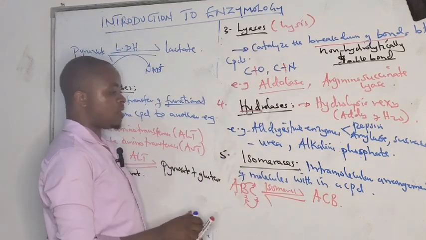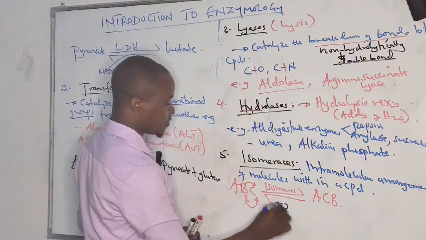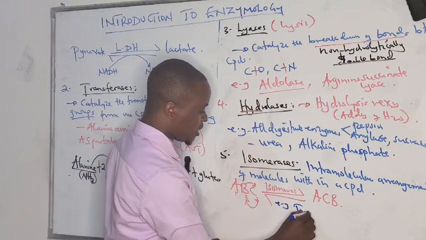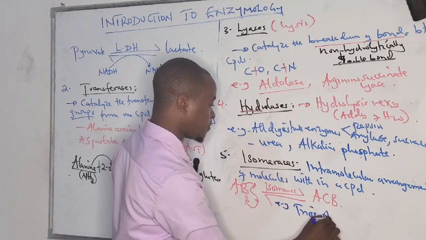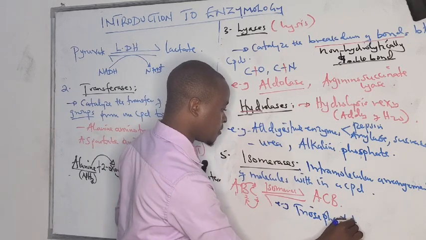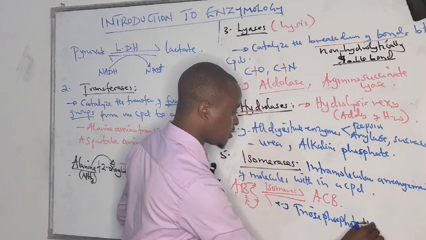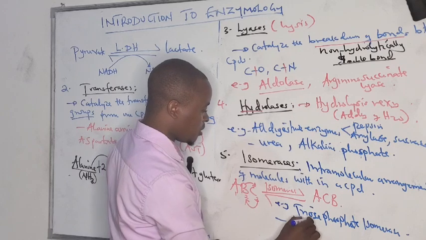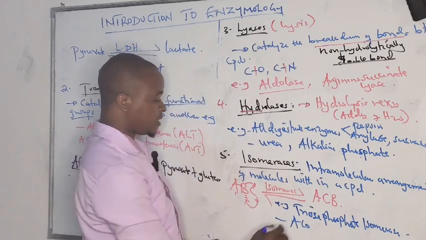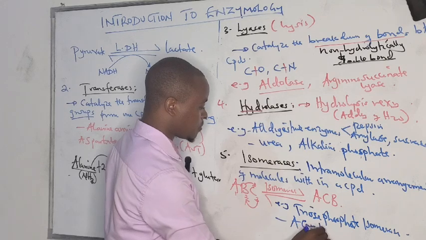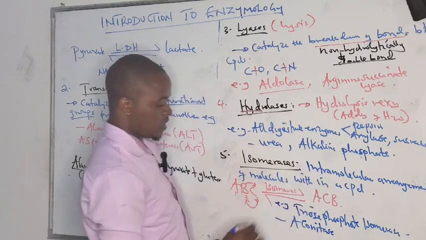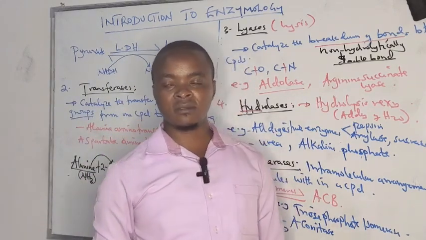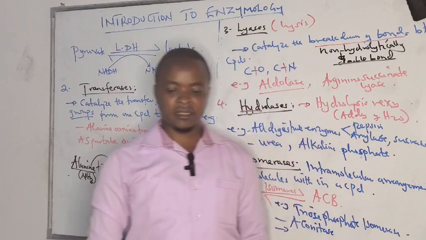And examples of isomerases include triose phosphate isomerase. This one is in glycolysis. Then we have aconitase in Krebs cycle. We have even phosphofructomutase in glycolysis. Those are the examples of isomerases.